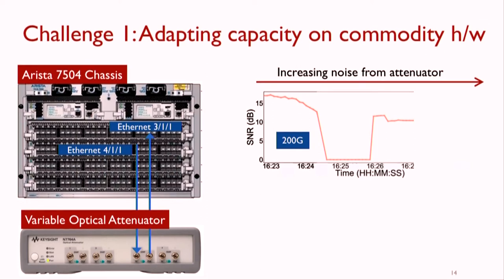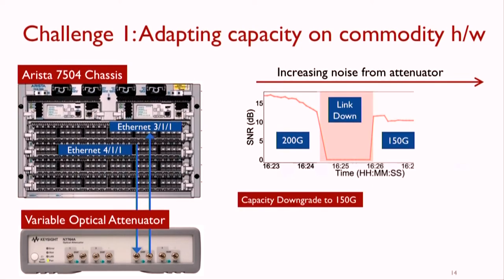In that span where the SNR is showing up as zero, the port's down. It cannot carry any traffic. At this point, our controller kicks in, and it says, I'm going to downgrade the capacity of this port from 200G to 150G. And the link is down while this is happening.